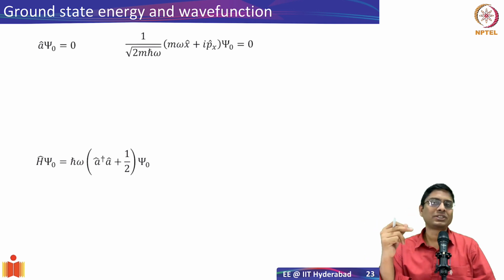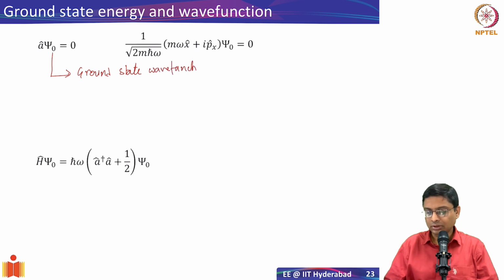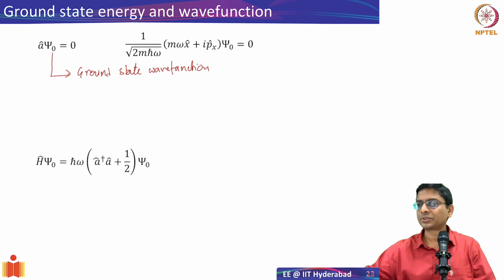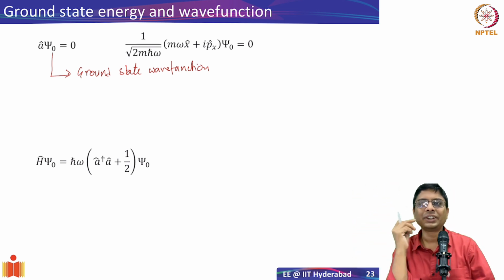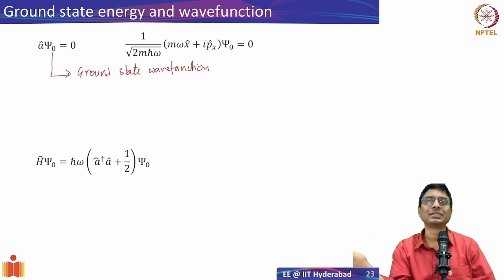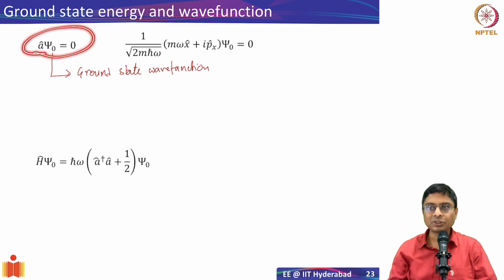If you go to the lowest energy, psi naught is essentially my ground state wave function, correct? This is my ground state wave function. So what should happen if I have a ground state wave function? It should be 0. There's nothing else below that. So what we are saying is A acting on psi naught should give me 0.